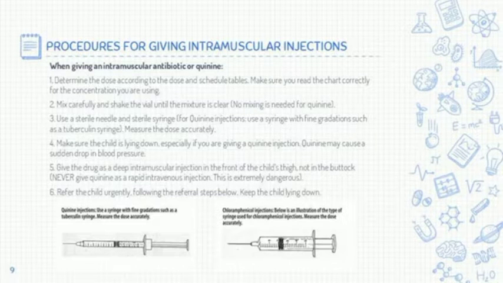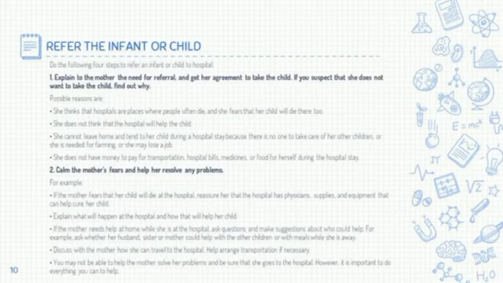Lastly, refer the child urgently, following the referral steps below, which I will be explaining later, keeping the child lying down. An example of a tuberculin syringe is being depicted in the left image, while the syringe used for chloramphenicol is being depicted on the right.